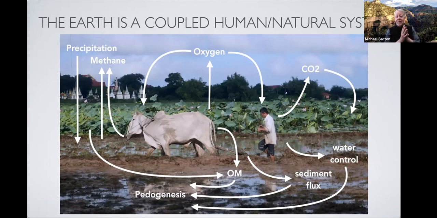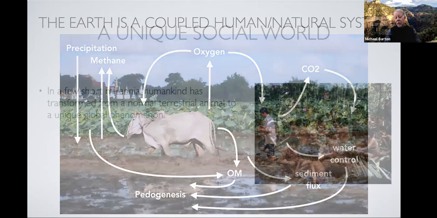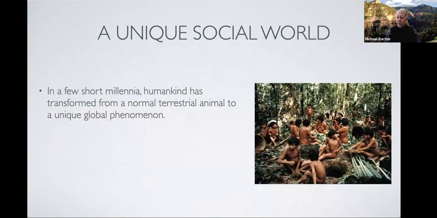Anyway, the Earth is indeed a coupled natural and human system in which people and biota and geophysical processes interact in really complicated ways. And in addition to the complication of atmospheric dynamics interacting with oceans and changing albedo and evapotranspiration of plants on land and all that kind of stuff, rivers and streams and coastlines, we also live in a really unique social world today.